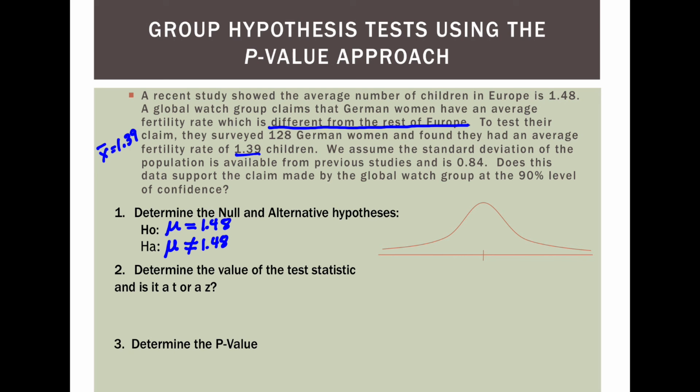Okay, we're also told that the population standard deviation is available from previous studies and is 0.84. That makes 0.84 a sigma. And if we have sigma, then we can use z. So we're going to go back to the z curve for this problem. In this case, 1.48 is my assumed population center, and we got something less than that. I'm just going to put it off to the left. I don't know how far it is until I've actually calculated the test statistic, and that's what we want to find. We can expect that it is going to be negative.